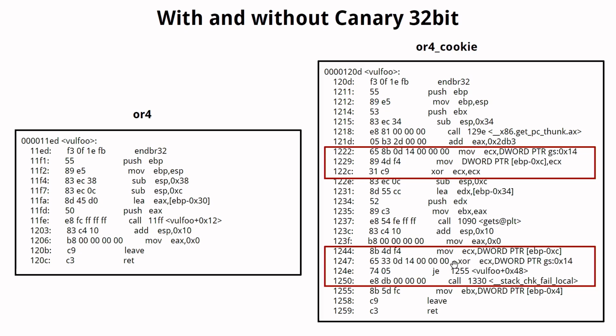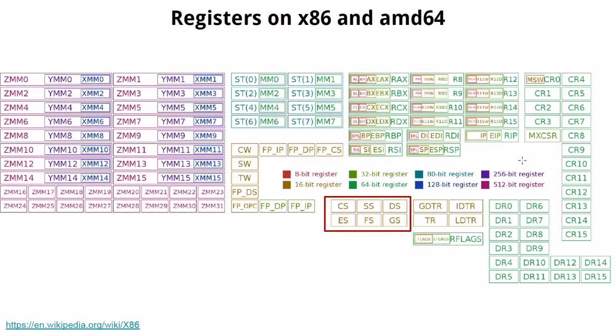If they are equal, JE, E is equal, then we go here, so we basically skip the next call instruction. If they do not match, then we are going to call this __stack_chk_fail_local function. Okay. That is a C library function. What that function does is handle the canary check failure. It maybe just crashes the program, something like that. So that's basically how the canary works.